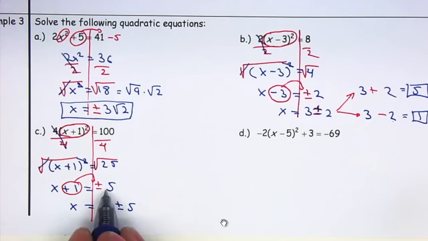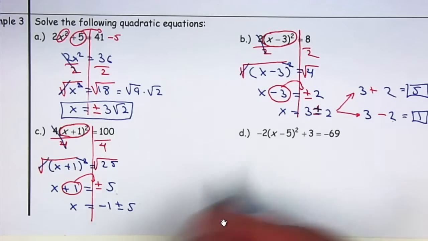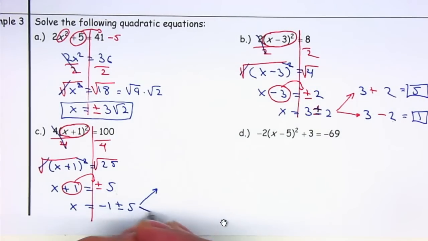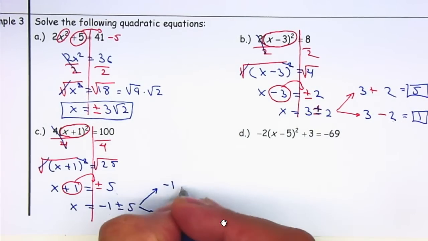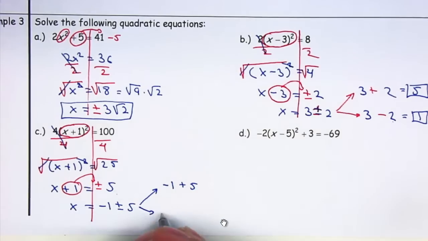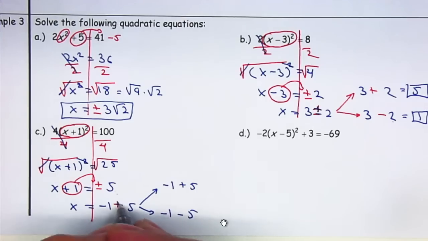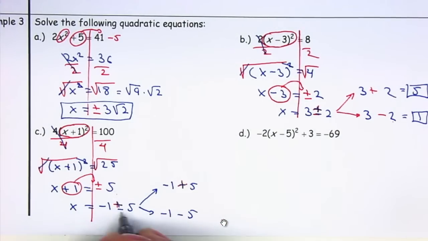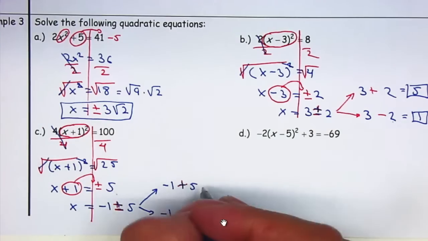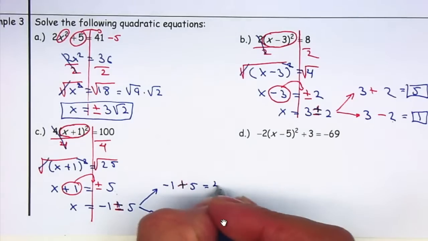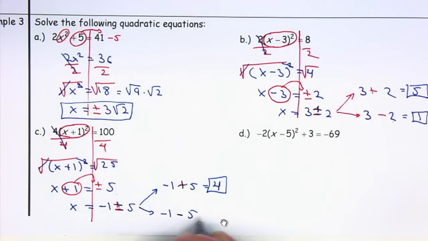Because this is a whole number, a nice square root, I can separate the same thing that I did here. So I'm going to separate into two values. It will be negative 1 plus 5, and then negative 1 minus 5. So the plus and minus, one of them plus, the other one minus. So from there, negative 1 plus 5 will give me 4. Negative 1 minus 5 will give me negative 6.